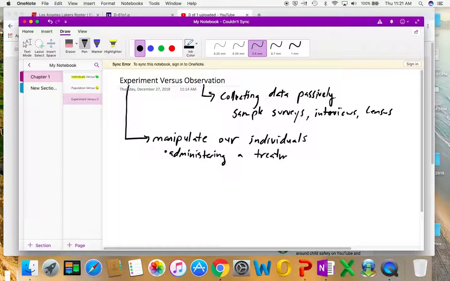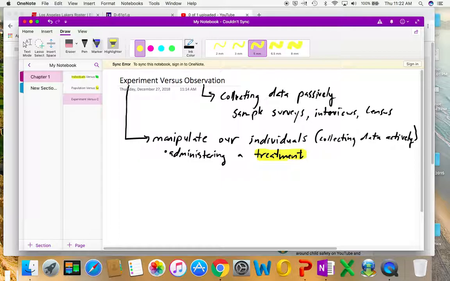And before we go on to a discussion about the treatment and what that looks like, if you want to think of observation as collecting data passively, manipulating our individuals would be like collecting data actively. Okay. Now, when I think of the word treatment, and the treatment is the key to any experiment, there needs to be a treatment.